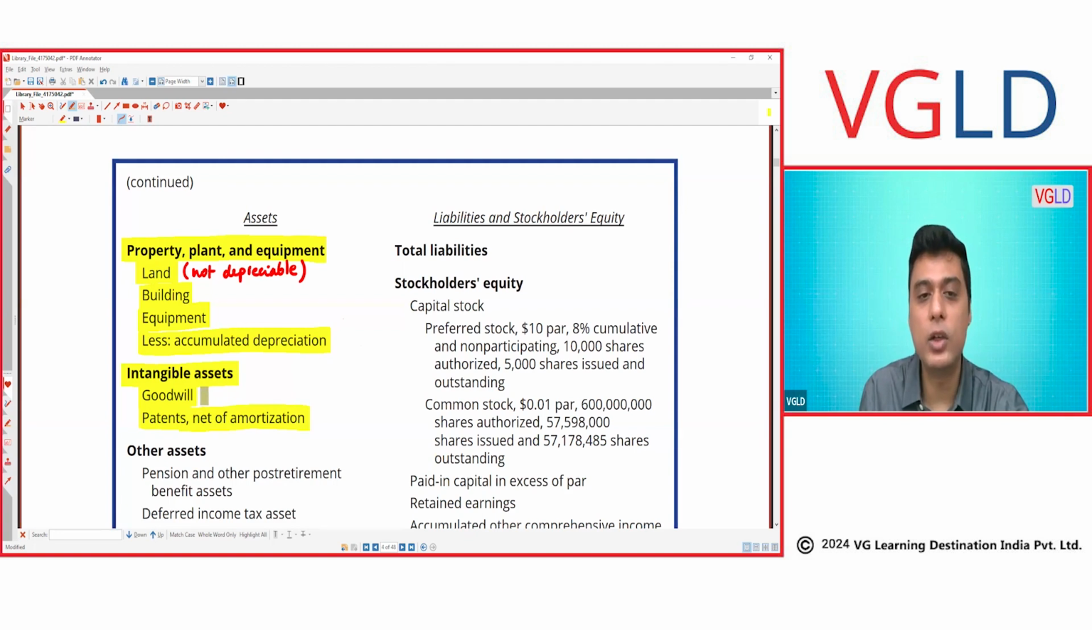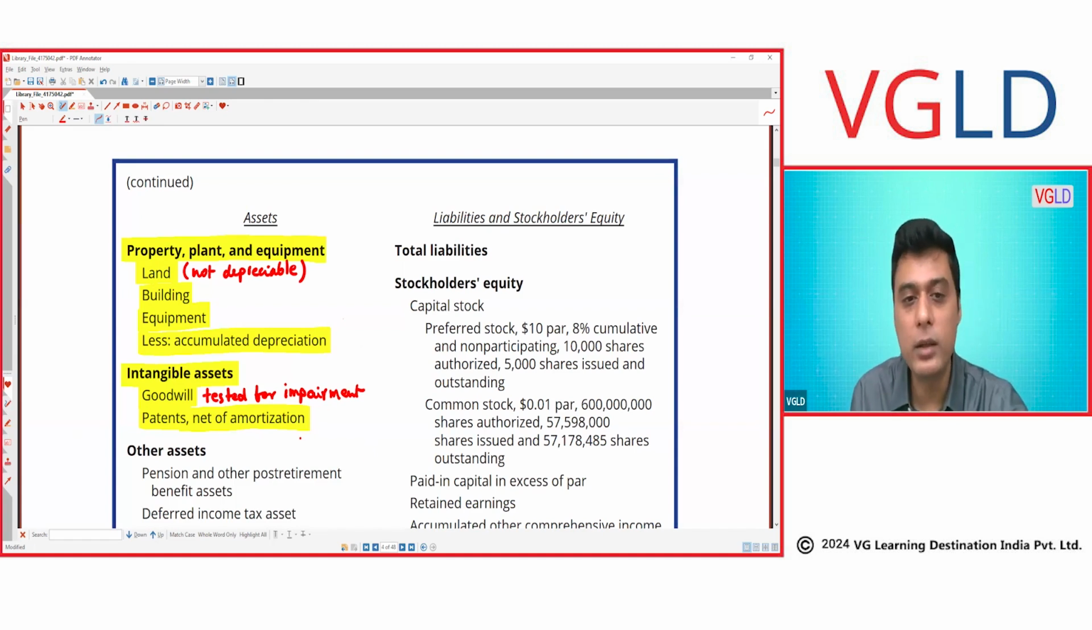Because goodwill under US GAAP is not amortized. Goodwill is tested for impairment. And of course, if we find that there is impairment of goodwill, then its value will be brought down. So its value goes down because of impairment. It is not amortized under US GAAP.